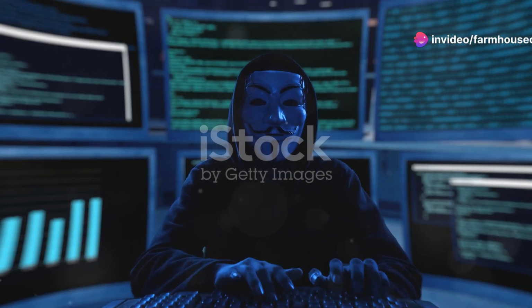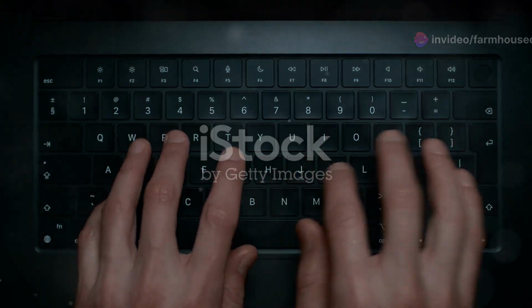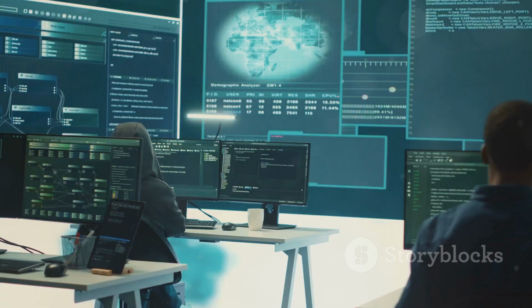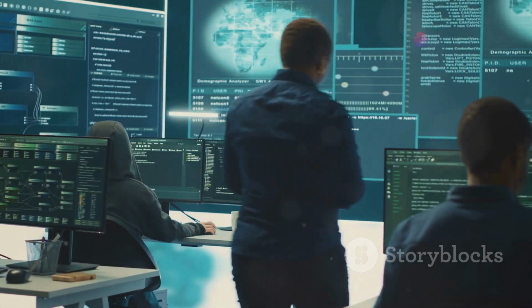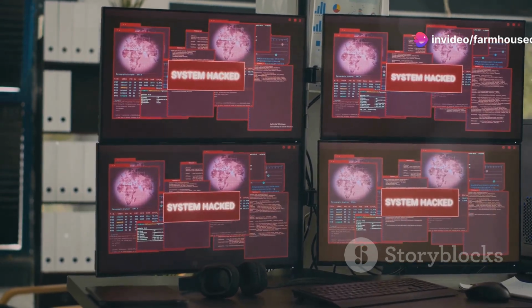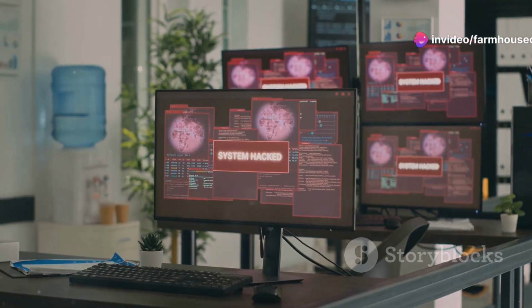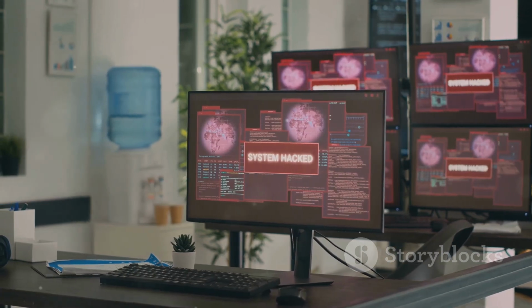Imagine waking up one morning to find that your bank account has been emptied overnight. This is the reality of system hacking. System hacking has become a significant threat in today's digital age. With every passing day, the number of cyber attacks increases. These attacks can lead to financial loss, data breaches, and even national security threats.